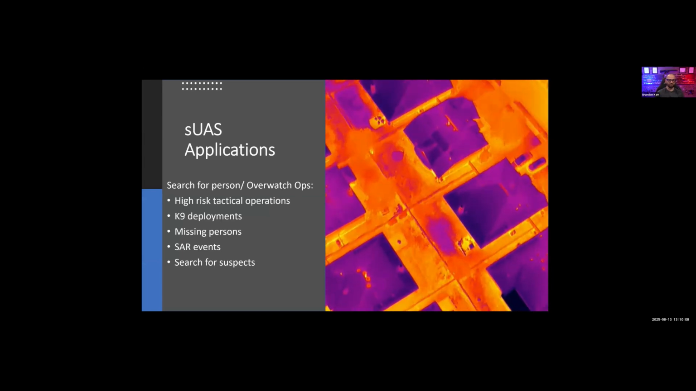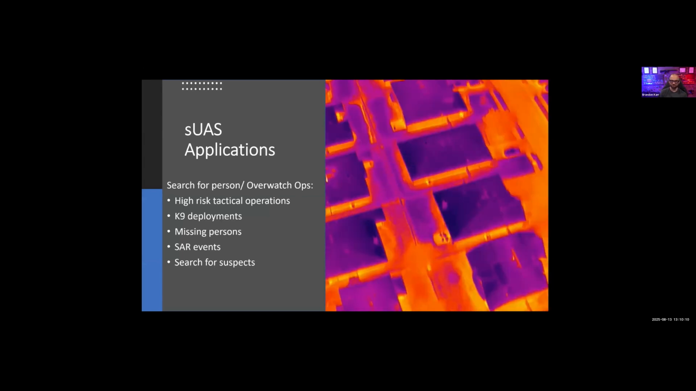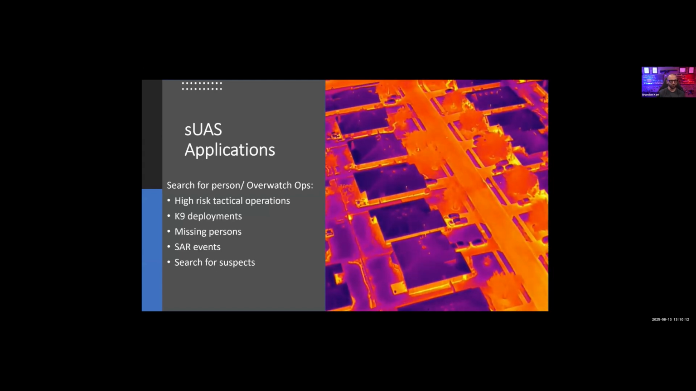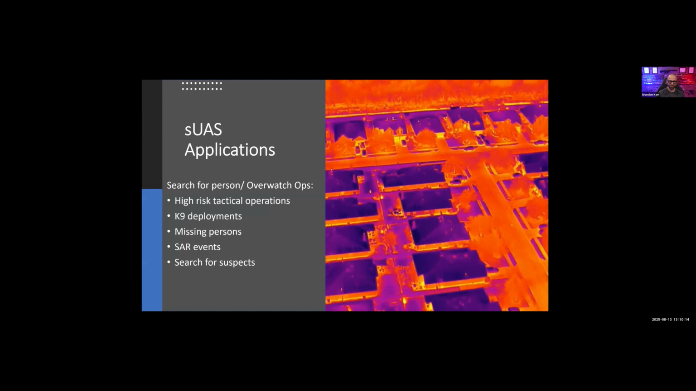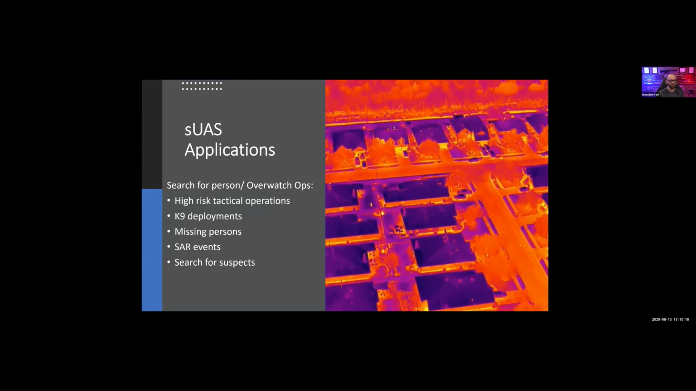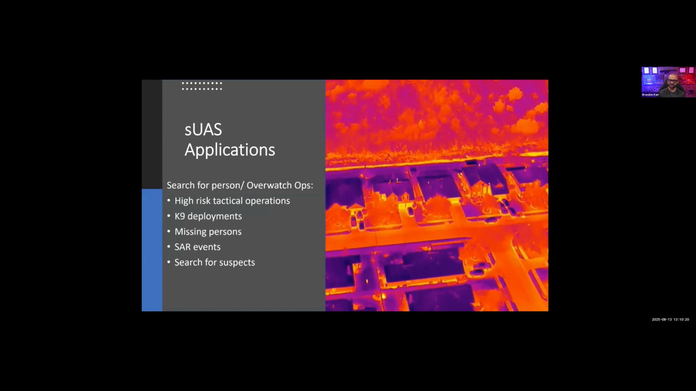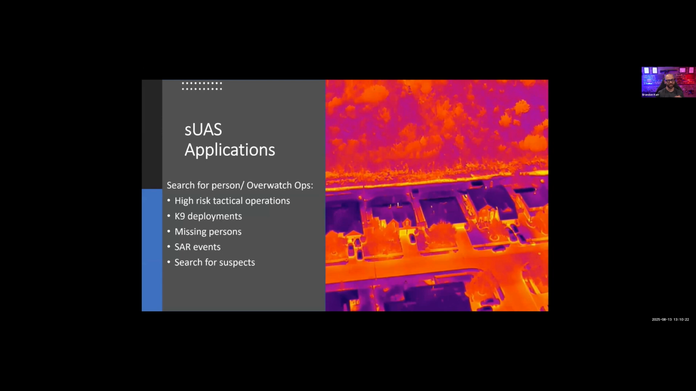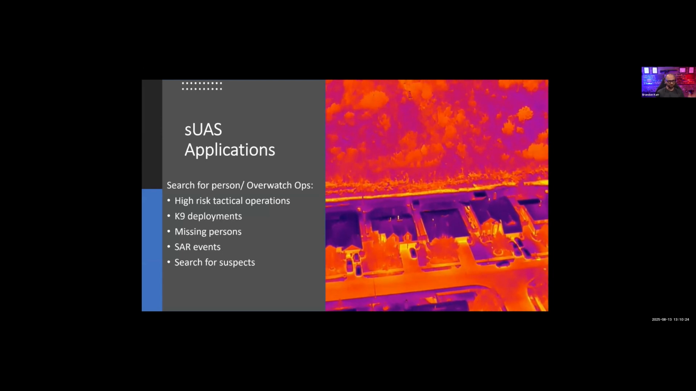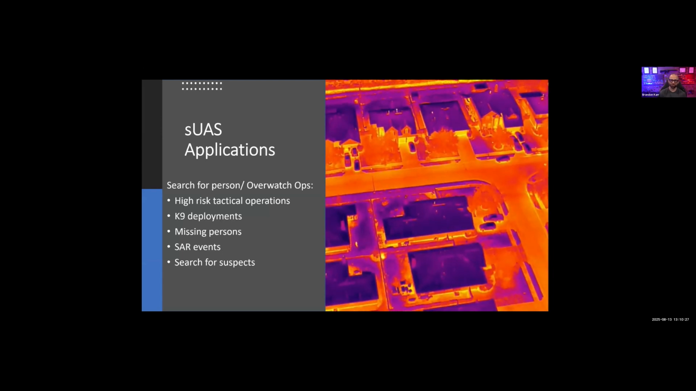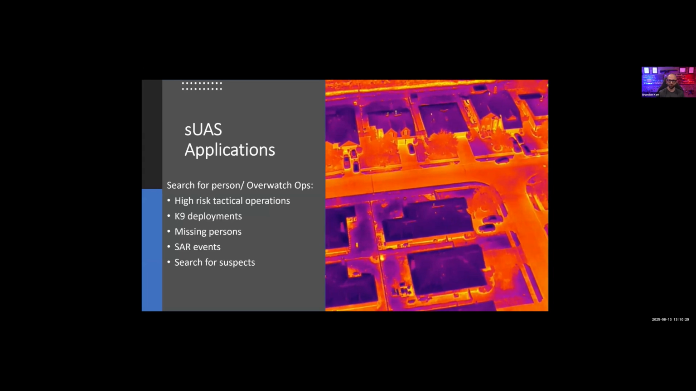So, what are some different ways that you can utilize aircraft drones for law enforcement operations? Right, if you're a new supervisor just getting into this, that you just got voluntold, there's a lot of different ways to skin the cat. Right, you can utilize our software for search a person, whether it's a high risk tactical operation, if it's a canine deployment, missing person, search and rescue events, or search for suspects. DroneSense can help enable you for all of those things.